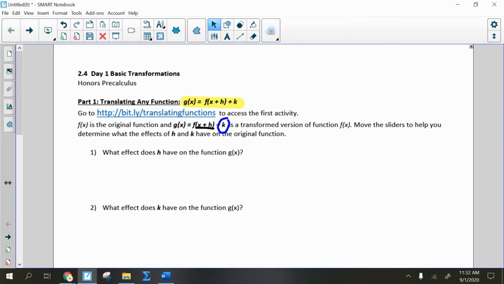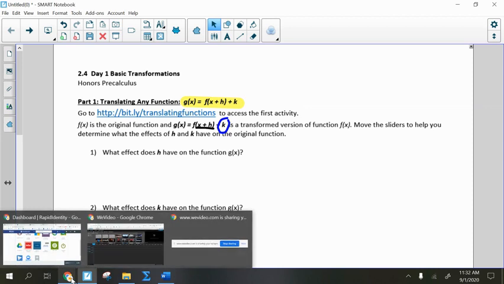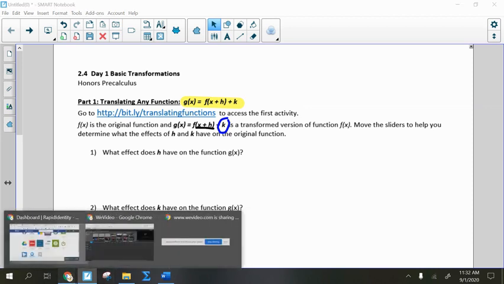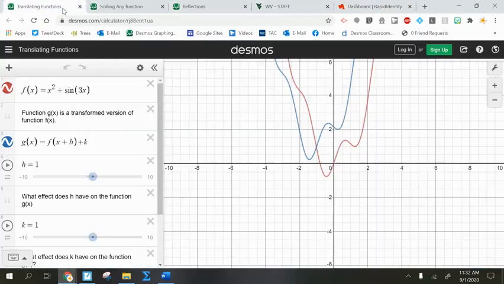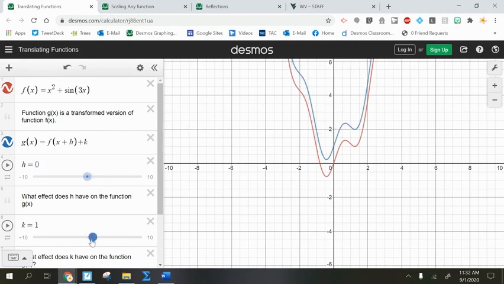All right, so here we go. Let's go back to Desmos. So here's the first one. Let me make some changes here. I'm going to make H be 0 and K be 0 so that you can see that when H and K are 0, this is the first function. It doesn't even matter what it is. It's just some function that we're doing f of x plus H plus K to it. So when H is 0 and K is 0, the functions are the same.